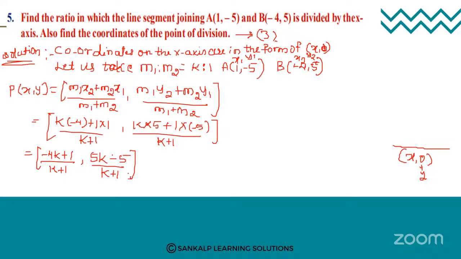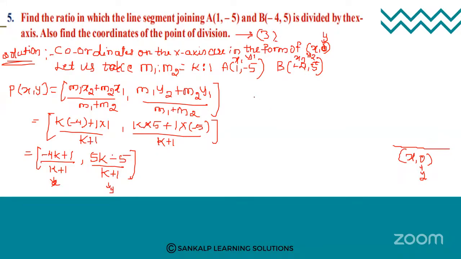So, that's it. Next, dear children, what they have given is divided by the x-axis. So already we have written coordinates on the x-axis are in the form of (x, 0). That means x is there, and the y value is 0. Here, this one is the value of x and this is the value of y. Now what I will do? I will equate this y value with 0, because the y value is 0.